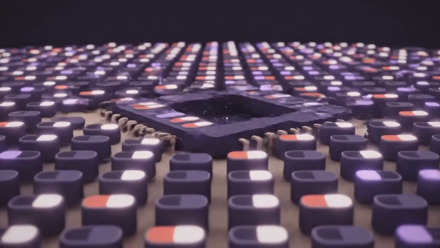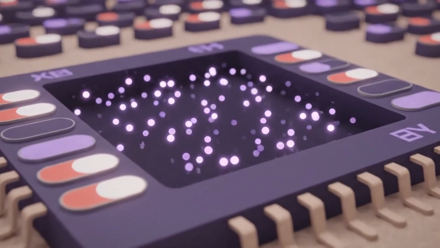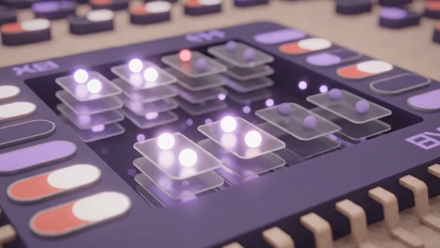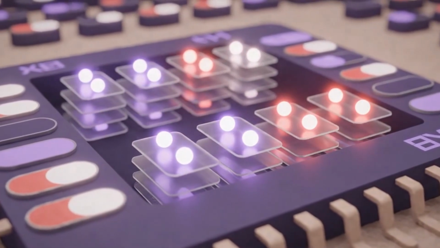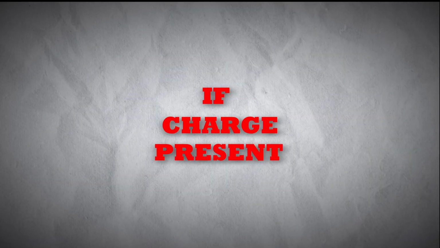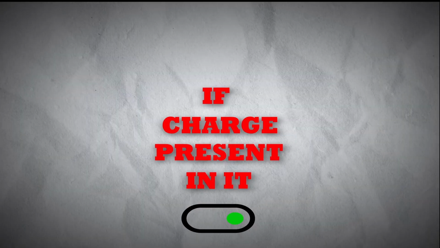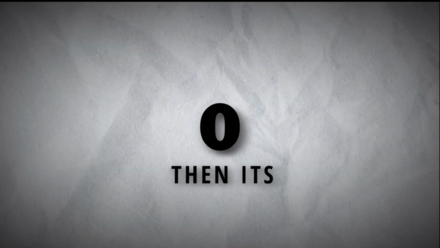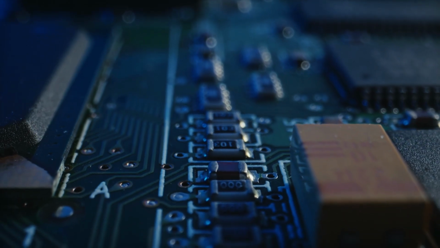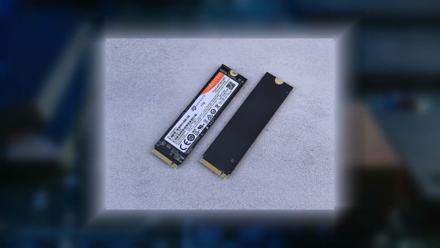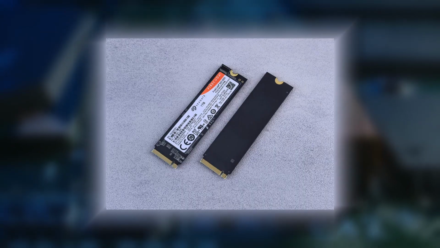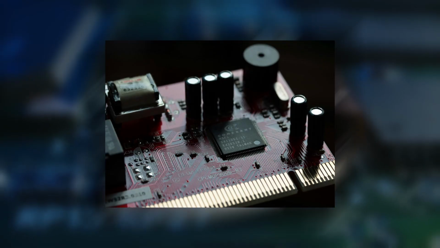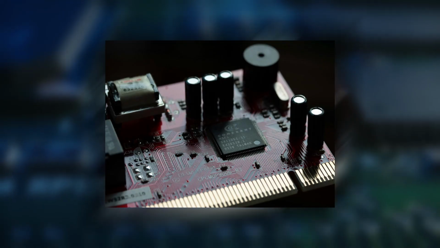These switches are stored in memory cells. In RAM, each memory cell is built using transistors that can hold electric charge. If charge is present in it, then it's 1. If there is no charge, then it's 0. On storage devices like SSDs, data is stored using floating gate transistors that trap electrons to represent these bits.